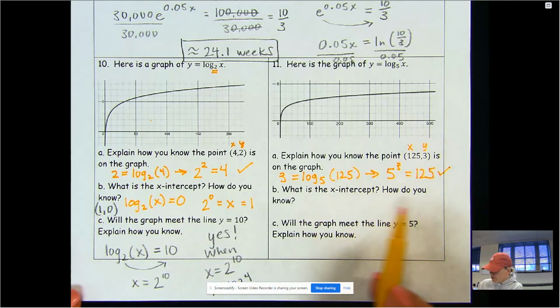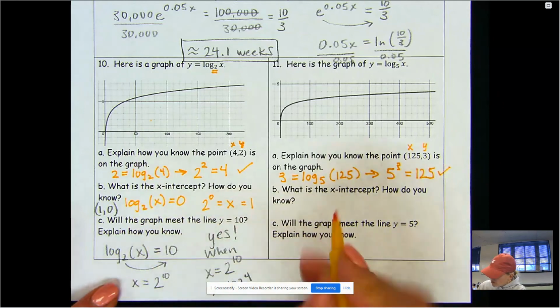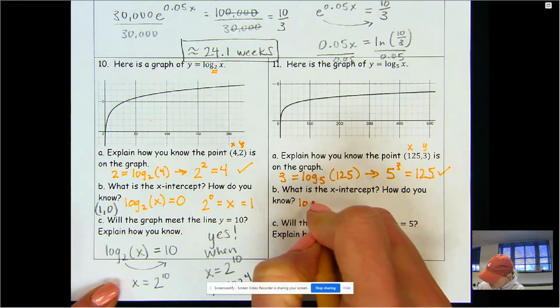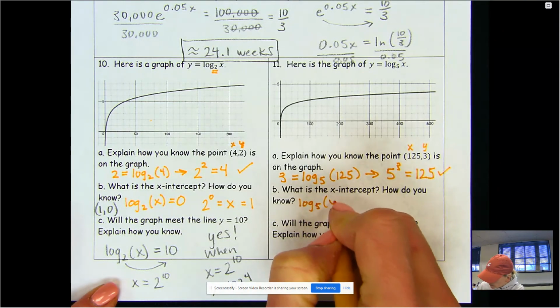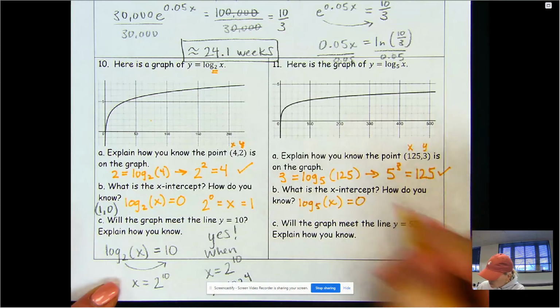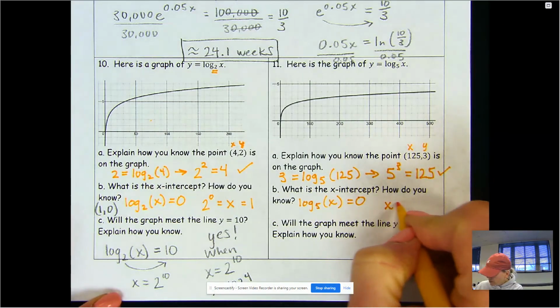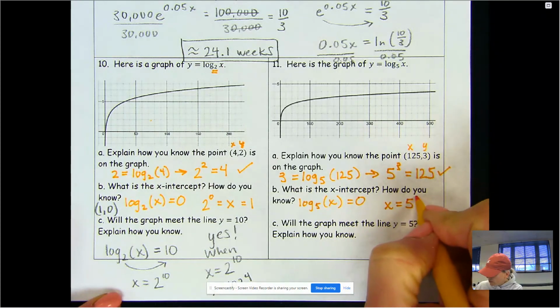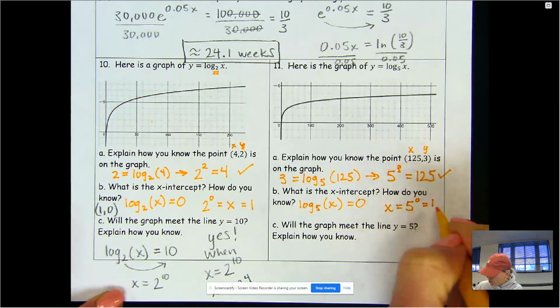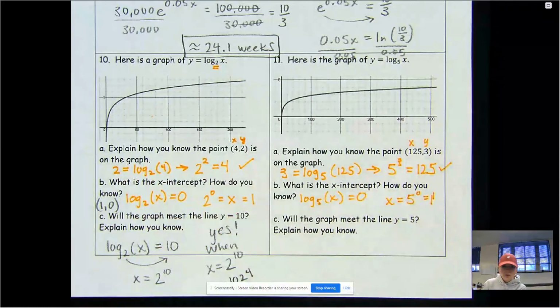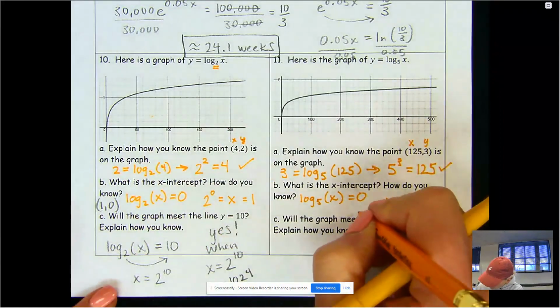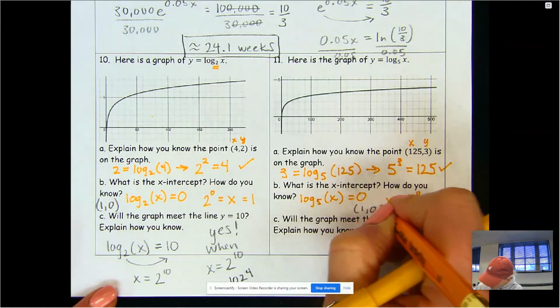What is the x-intercept? How do you know? We're going to solve the same sort of equation. When does log base 5 of x equal 0? That happens when x is 5 to the 0, which is 1 again. And so our x-intercept: x is 1 when y is 0.